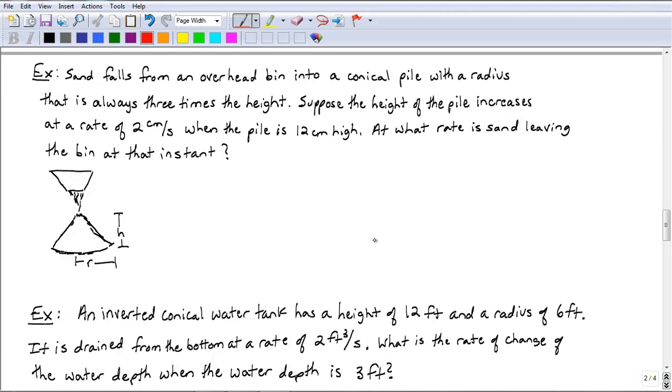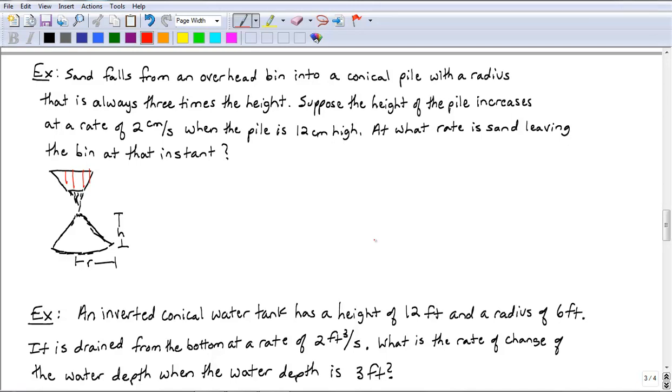Here's one of them. It's sand falling from an overhead bin. Here's my overhead bin, knocking sand onto a pile that's in a cone shape. And the radius of the cone is always 3 times the height. Suppose the height of the pile increases at 2 centimeters per second. When the pile is 12 centimeters high, at what rate is sand leaving the bin?